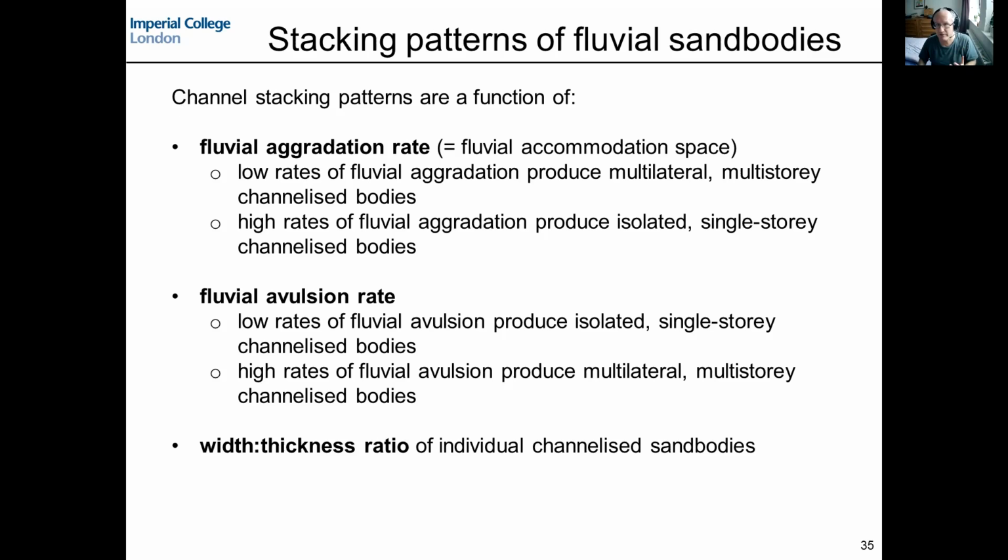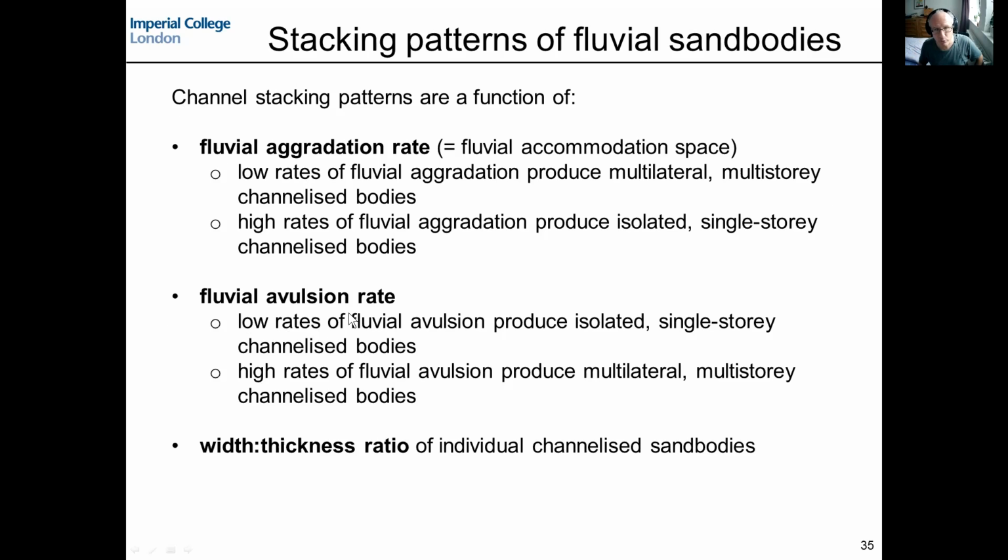We end up with multilateral and multi-story bodies which are well connected. If that aggradation is building up rapidly, that tends to mean that the channel bodies are less well stacked. There's a potential for them to be more isolated, and to be poorly connected with each other.